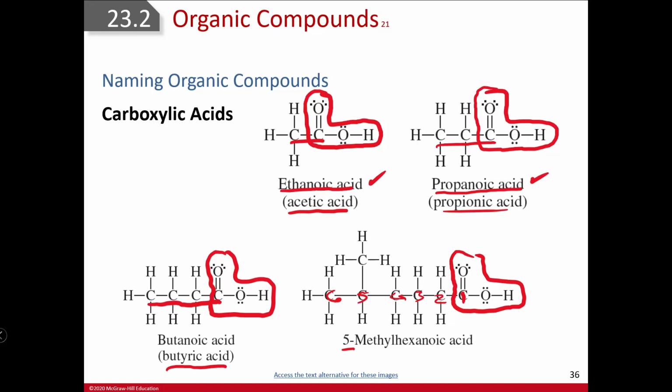So the functional group, this takes precedence. This carbon's going to be number 1. And so that makes the methyl group on the 5th carbon here. So 5-methylhexanoic acid. Again, what I want you to get out of this is this functional group that I've got circled. Make sure when you see this that you know it's a carboxylic acid. That's the type of organic compound it is because it has the carboxyl group on here. And then you go by the chain of the carbons.